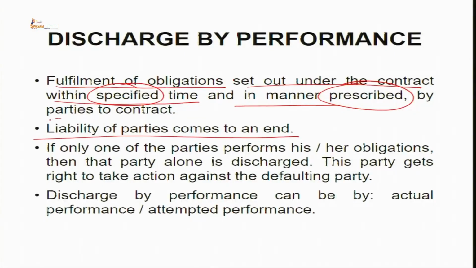Liability of parties comes to an end. So, once the parties have fulfilled their respective obligations, they are no more liable to each other under a contract. Remember, again and again I have been emphasizing in our sessions that whenever we talk about contract, duties are primarily fixed by the parties to the contract. So, once both the parties have fulfilled their duties or obligations towards each other and the purpose of the contract has been served, thereafter, liability of both the parties has come to an end.